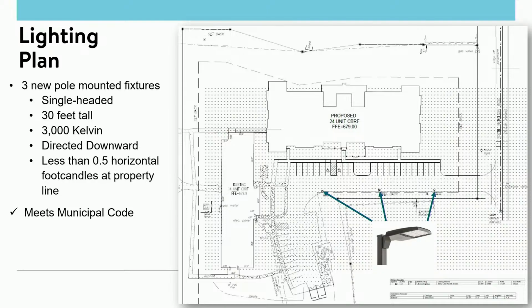For lighting, they'll be adding 3 new light fixtures on 30-foot tall poles, all single-headed, 3,000 Kelvin or less. You can see what the style of the fixtures will be, and again, the 3 poles associated with the extension of the parking lot and access drive to the facility. So the lighting they're proposing as well meets municipal code.